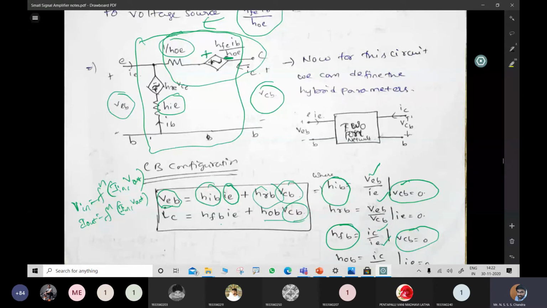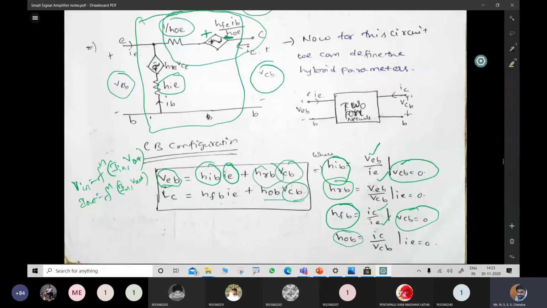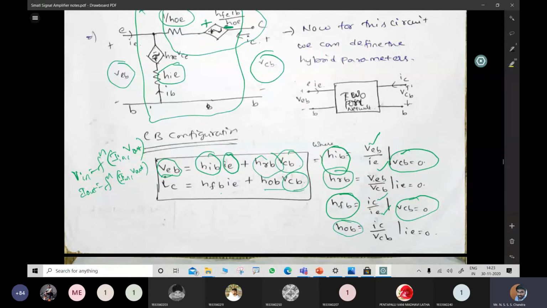Similarly, if you make the input current 0, or you are making the input circuit an open circuit, in such a case you will be getting the values of HRB and HOB. HRB is equal to VEB by VCB. It's a reverse voltage gain, that is, we are writing input voltage by output voltage. And then HOB is nothing but your output conductance, that is IC by VCB. So these two values are obtained when you are making the input current 0.